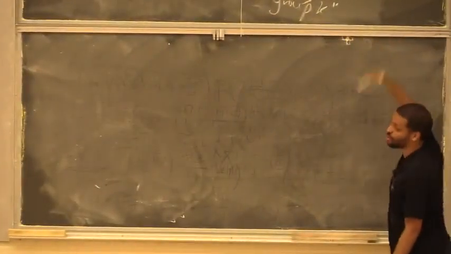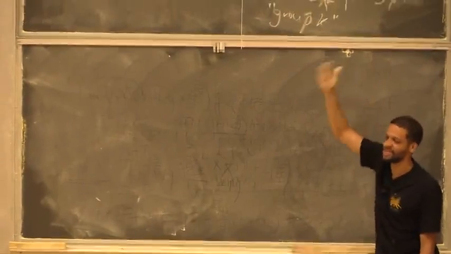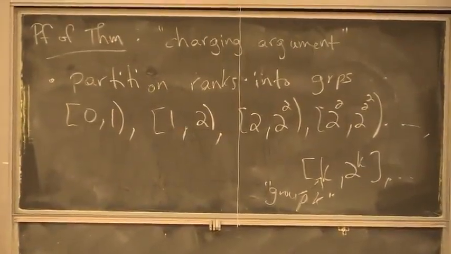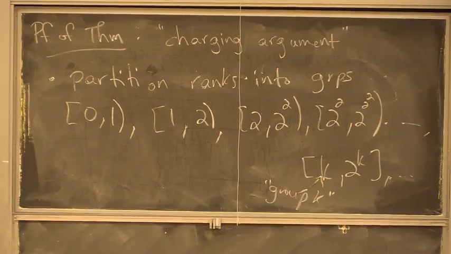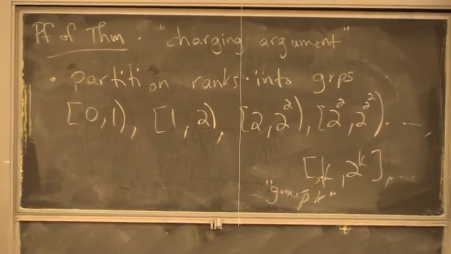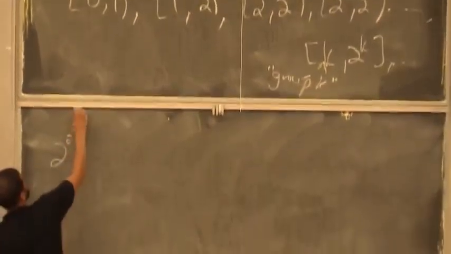So the end points of these intervals are like 2, 2 to the 2, 2 to the 2 to the 2, 2 to the 2 to the 2 to the 2, etc. When that endpoint is bigger than log n, that's it. There are no more groups after that. Right? So let's say 2 to the 2 to the 2 to the 2.